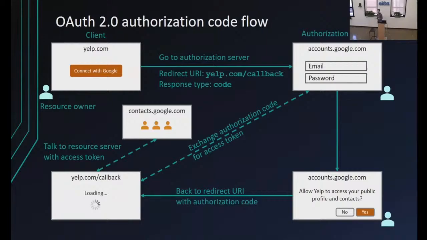Here you go. Now, if the client tried to do something else, like maybe not retrieve my contacts, but go delete all my contacts, hopefully contacts.google.com would say, okay, you have an access token, but it doesn't mean that you can do just anything.